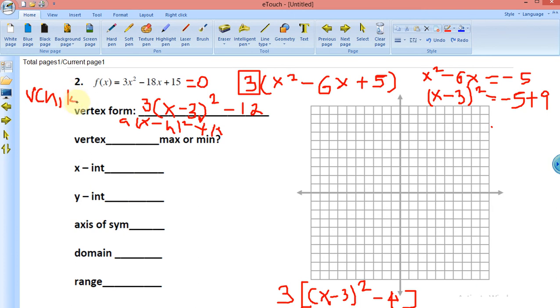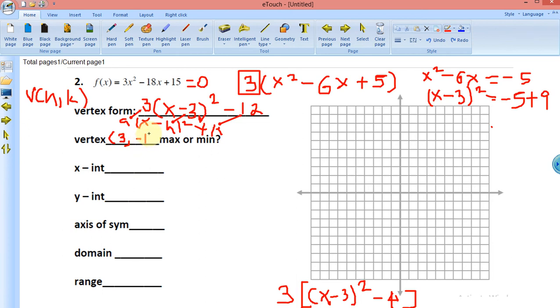So what is h, and what is k? If you compare this one, minus h equals to minus 3, a equals to 3. So you can see, a equals to 3, minus h equals to minus 3, and k equals to minus 12. So you can write out the values like that. Okay, let me just complete the task now. So let me put the coordinate of the vertex here. The vertex is minus h equals to minus 3, therefore h equals to 3. So 3 comma k equals to minus 12. So 3 comma minus 12.